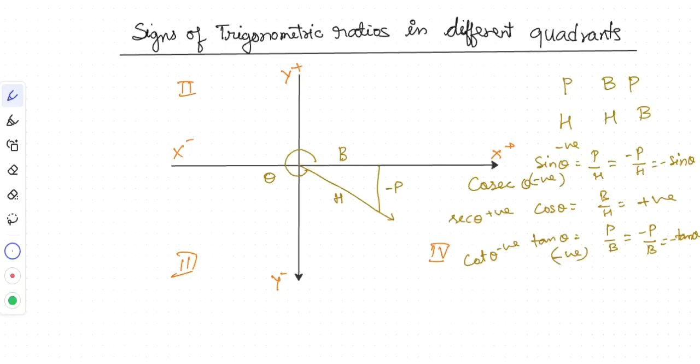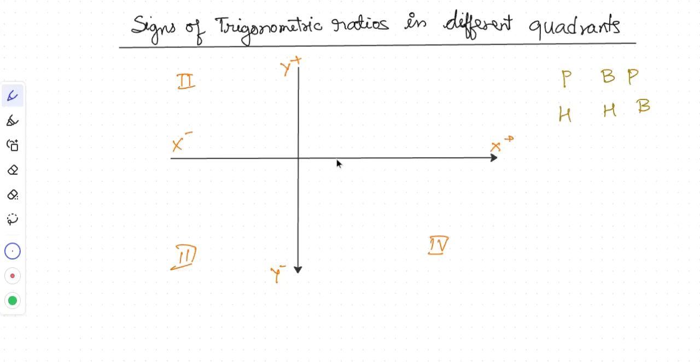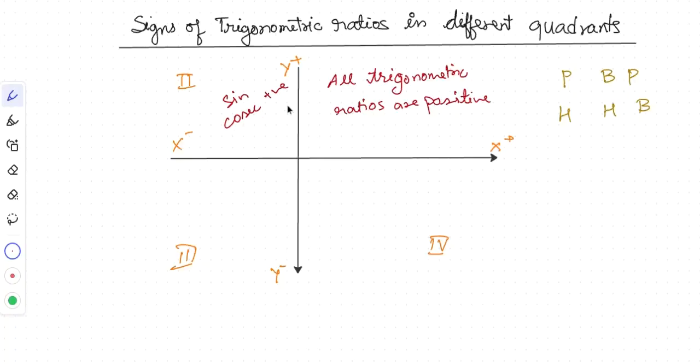Now let us summarize this video quickly. In the first quadrant, all the trigonometric ratios are positive. In the second quadrant, sine and its reciprocal, which is cosec, are positive, and the rest of the trigonometric ratios are negative.